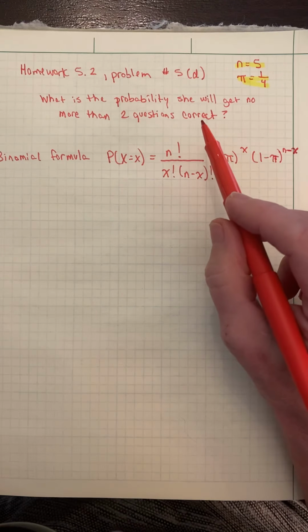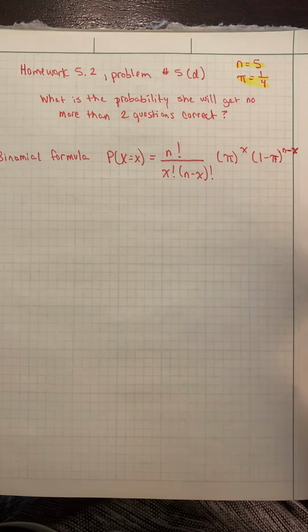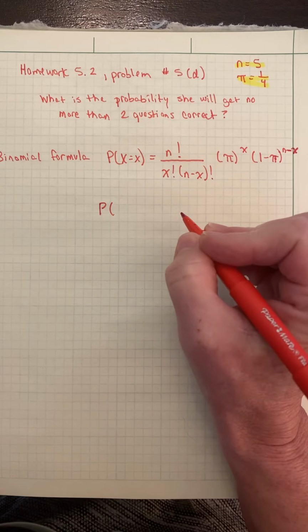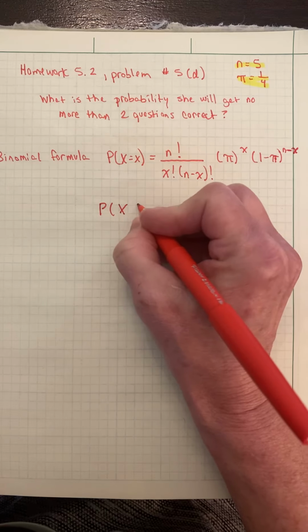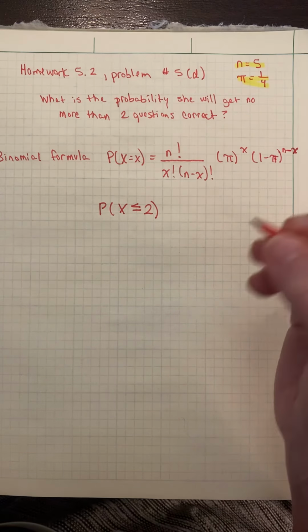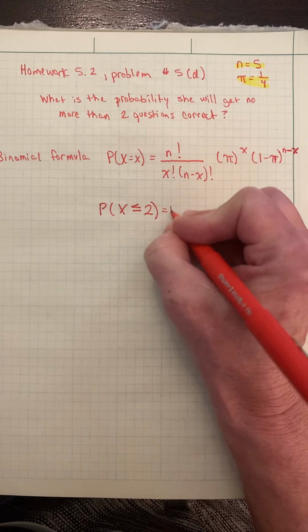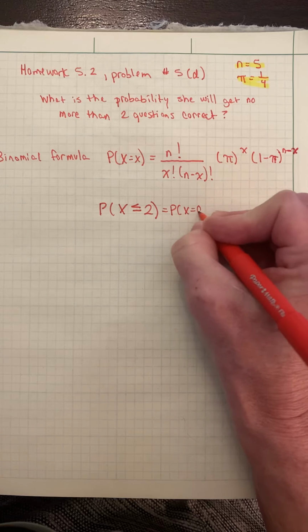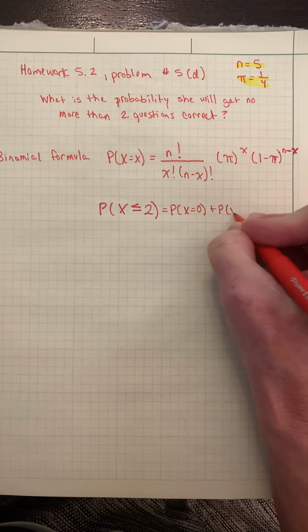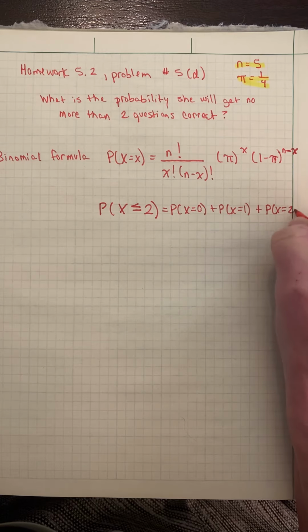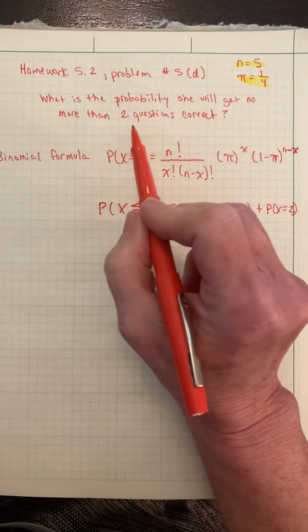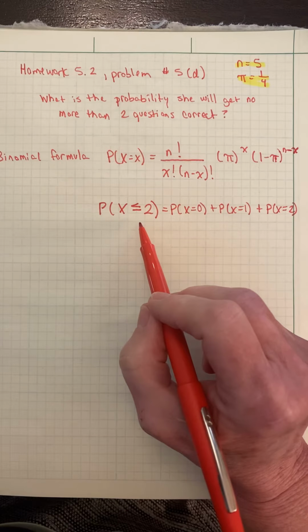Okay, it says, what is the probability she'll get no more than 2 questions correct? Sometimes that wording can be confusing. No more than means less than or equal to 2 questions correct. Now that includes the probability that she'll get no answers correct, plus the probability that she'll get 1 answer correct, plus the probability that she will get exactly 2 answers correct. So the wording no more than means either less than or equal.